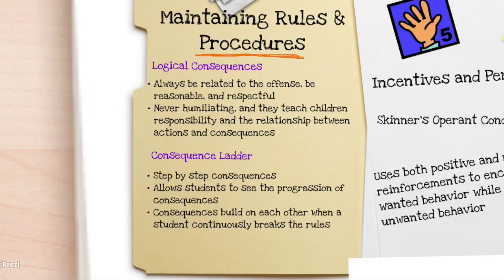You can also use a consequence ladder, which is step-by-step consequences. It allows students to see the progression of consequences. Also, consequences build on each other when a student continuously breaks the rules.